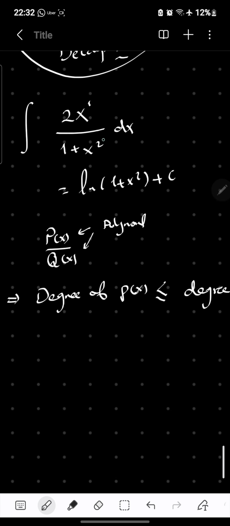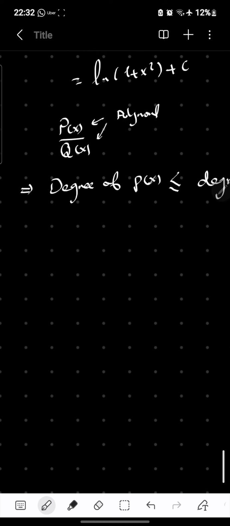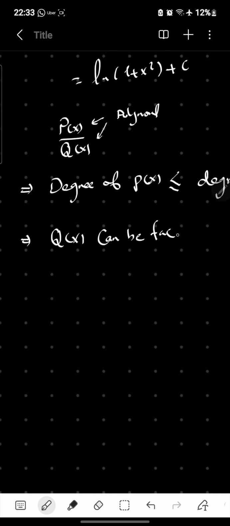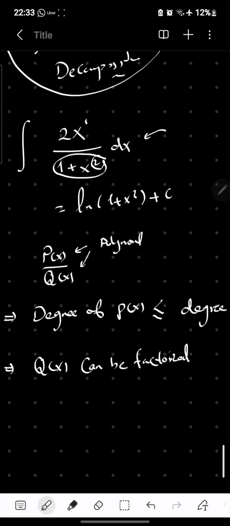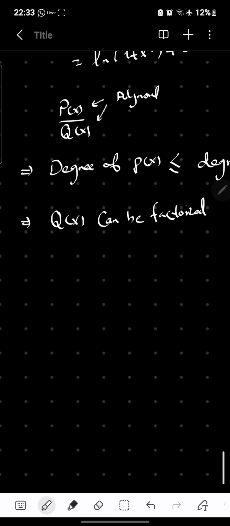Here the degree is 1 and here the degree is 2, so we could use partial fraction decomposition, but we didn't, because the second condition is not satisfied. The second condition is that the polynomial q of x can be factorized, as you see here. Here we cannot factorize, so we cannot use partial fraction decomposition.